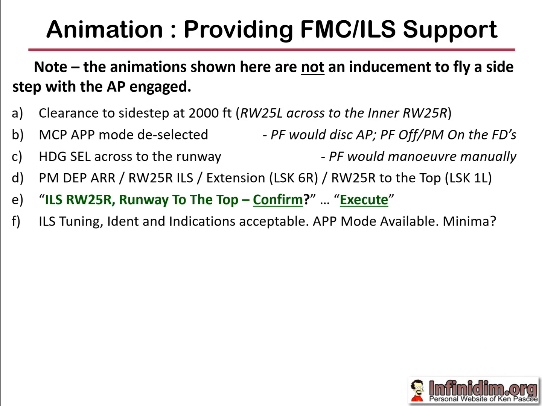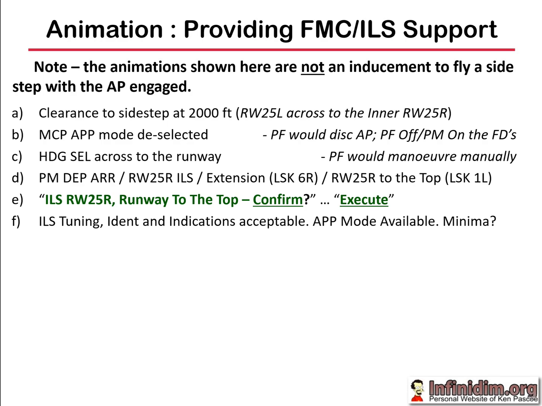So having been cleared for the sidestep runway change, the first action is to deselect approach mode. The autopilot flight director reverts to heading hold and vertical speed, or perhaps track hold and flight path angle, and continues down the previous approach. Engaging heading select and a small change towards the runway gets things going in the right direction. The pilot monitors and makes the necessary FMC selections and confirms and executes the change.